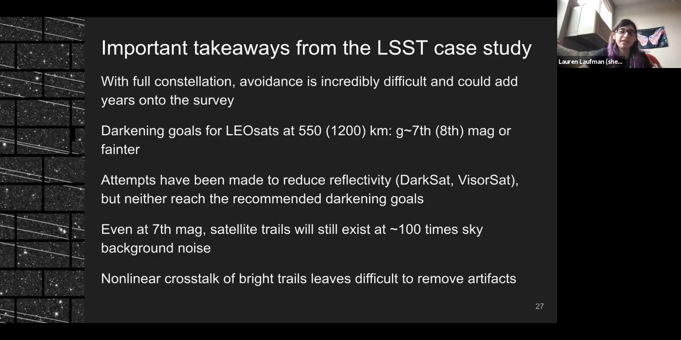So the important takeaways from the LSST case study is that with the full constellation, avoidance is incredibly difficult and could add years onto the survey. The darkening goals for low Earth orbit satellites at 550 kilometers are 7th magnitude for the G-band or fainter. There have been attempts made to reduce reflectivity, like Darksat and VisorSat, but neither reached the recommended darkening goals. Even at 7th magnitude, these satellite trails will still exist at 100 times the sky background noise. A nonlinear crosstalk of bright trails leaves difficult to remove artifacts.